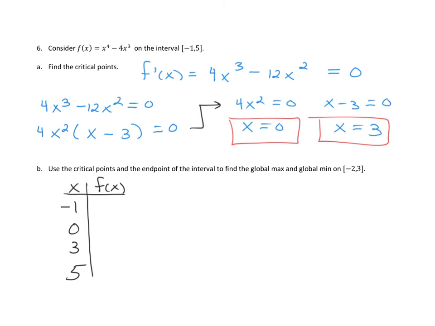So here I'm typing my original function into a calculator, going to my table, and entering in these 4 numbers. And the values I'm getting back are 5, 0, negative 27, and 125. This is the global min. It's the smallest of the 4. And this is the global max, which appeared at an endpoint. Those are the 2 answers for this problem.